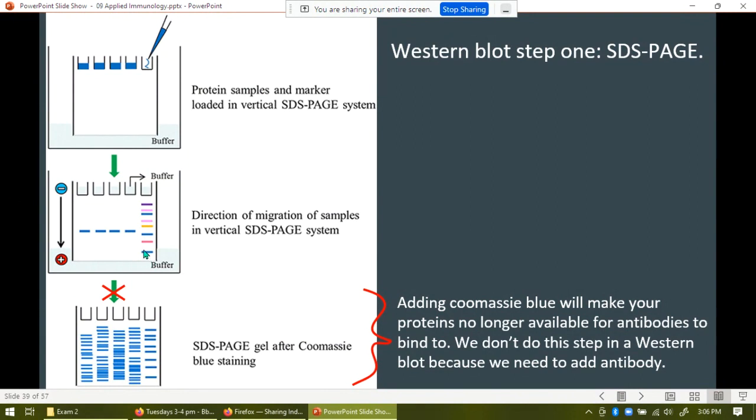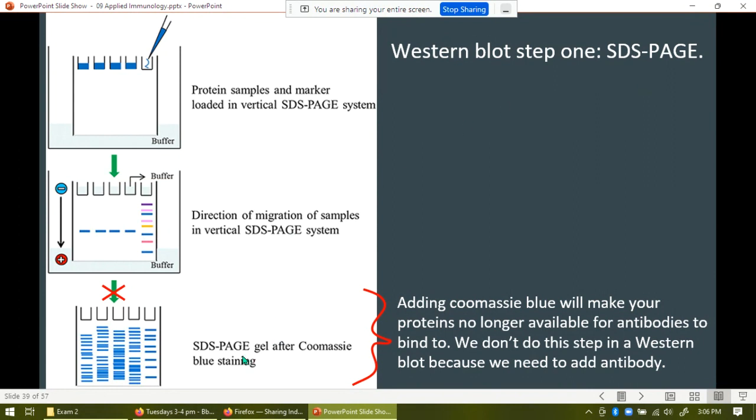So you've run them through. The only issue with doing the Western blot, with doing the SDS-PAGE, is you can't actually see the bands, right? You can't actually see them. They are invisible.